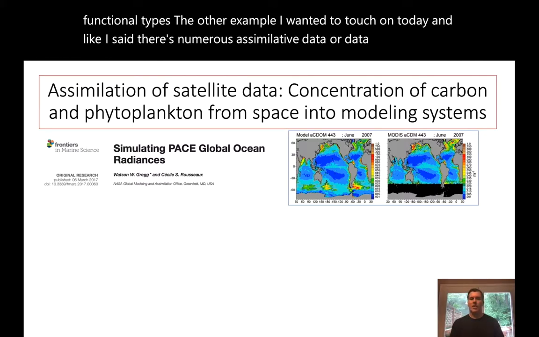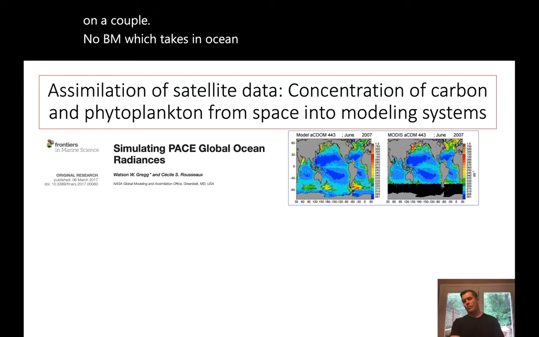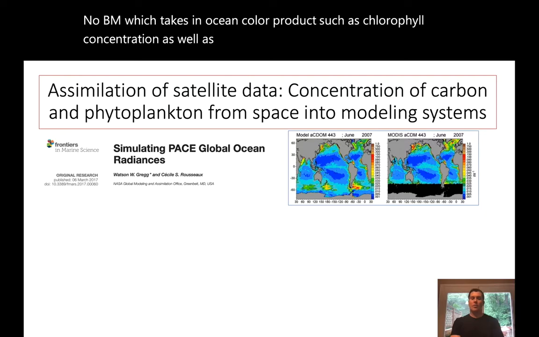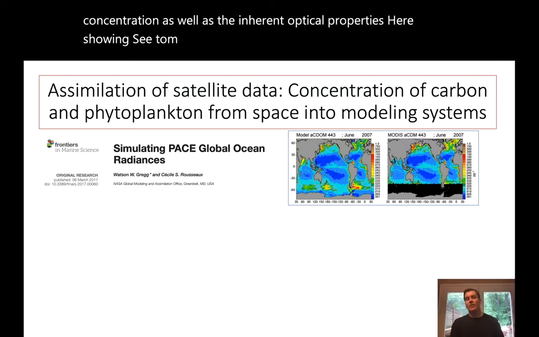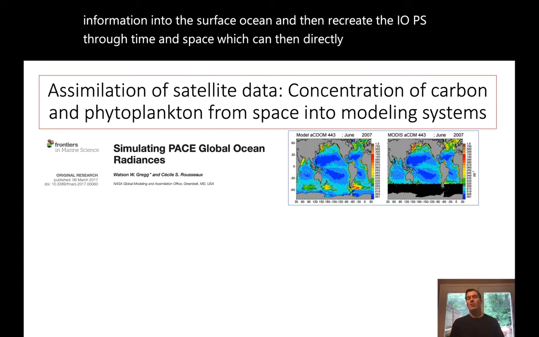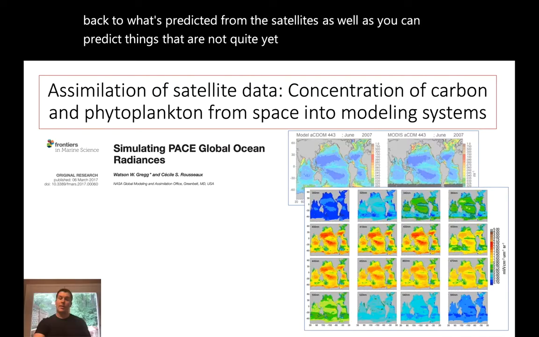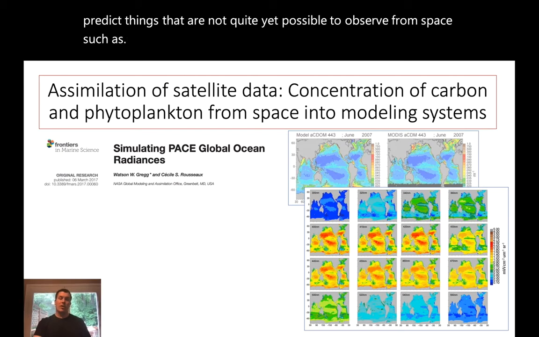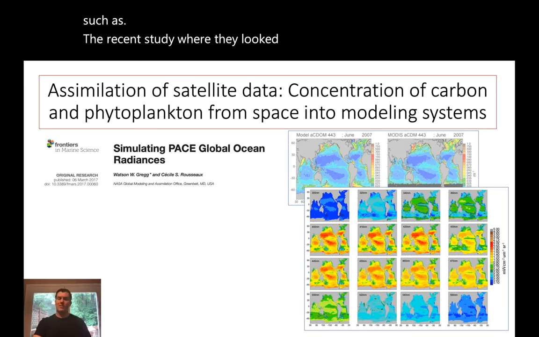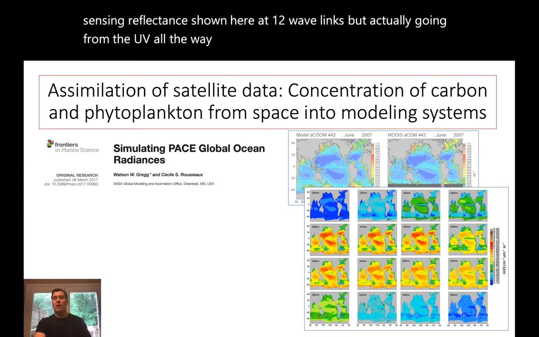The other example I wanted to touch on today, and like I said, there's numerous assimilative models, but really only had time to briefly touch on a couple. But yeah, the NOBM, which takes in ocean color products such as chlorophyll concentration, as well as the inherent optical properties, here showing CDOM absorption, and actually assimilates that information into the surface ocean, and then recreates the IOPs through time and space, which can then directly be compared back to what's predicted from the satellites, as well as you can predict things that are not quite yet possible to observe from space, such as the recent study where they looked at the hyperspectral remote sensing reflectance shown here at 12 wavelengths, but actually going from the UV all the way through the red at really any wavelength interval that the user would be interested in.